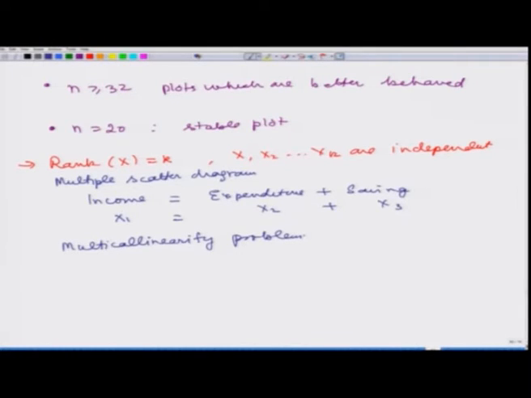there are different techniques which are available, and they can help us in diagnosing the problem of multicollinearity in the data. So one of the popular diagnostics to test for multicollinearity is to use the variance inflation factors, and they are briefly denoted as VIF.